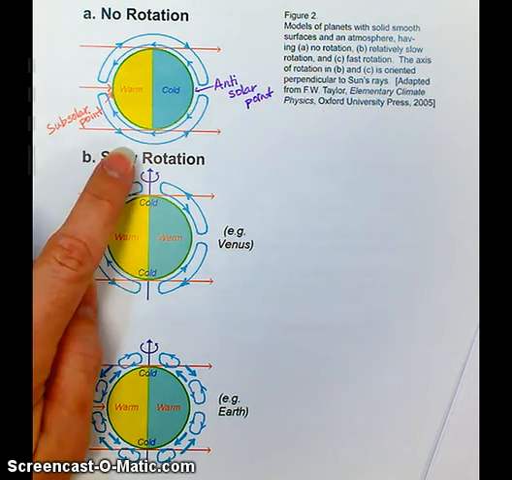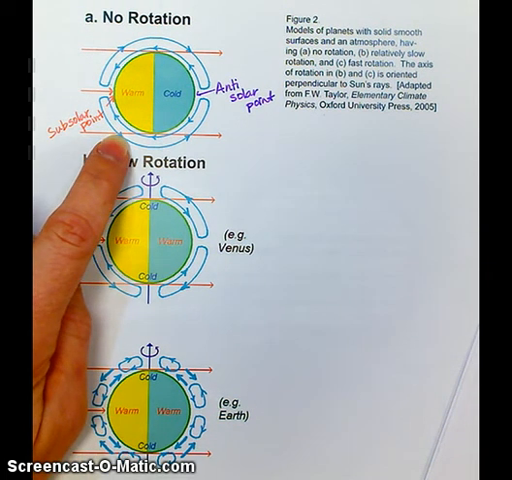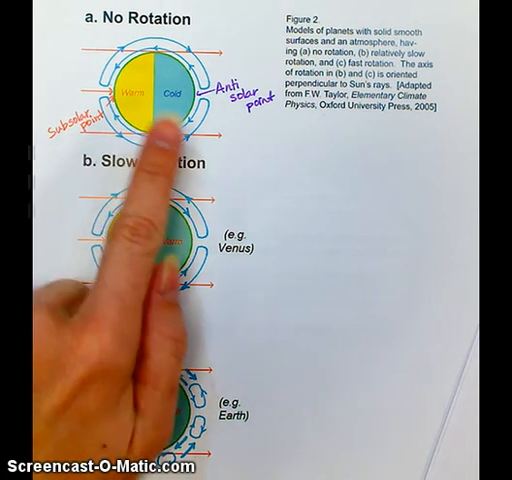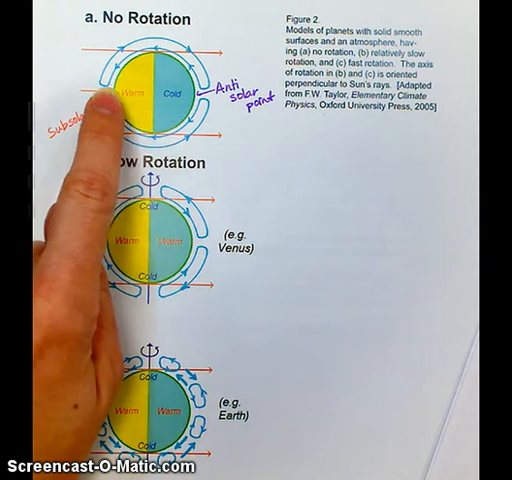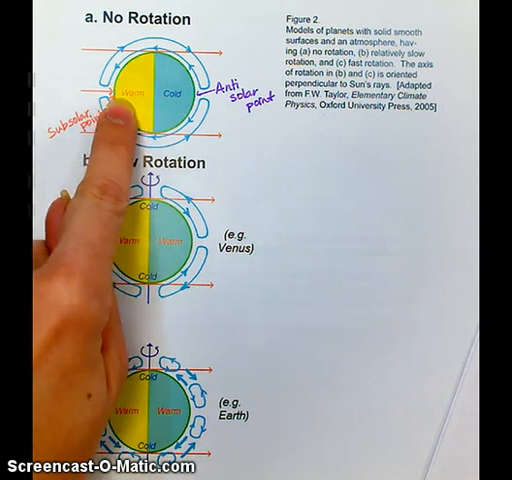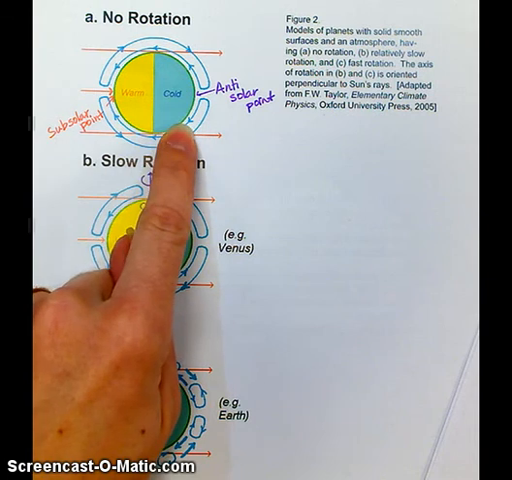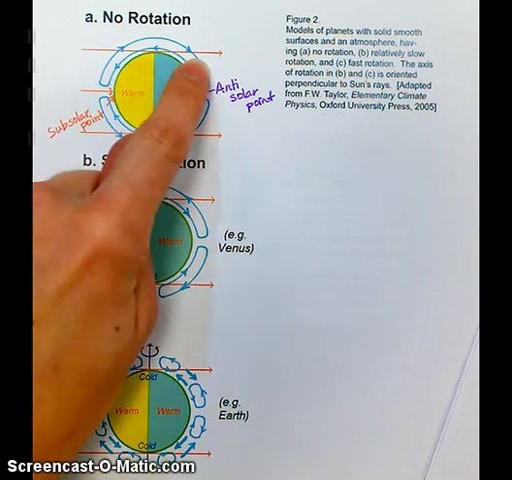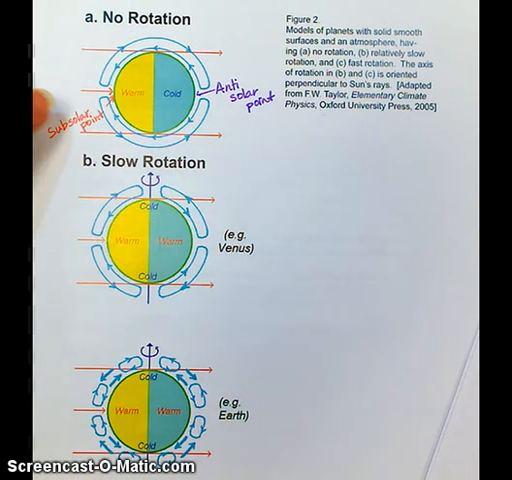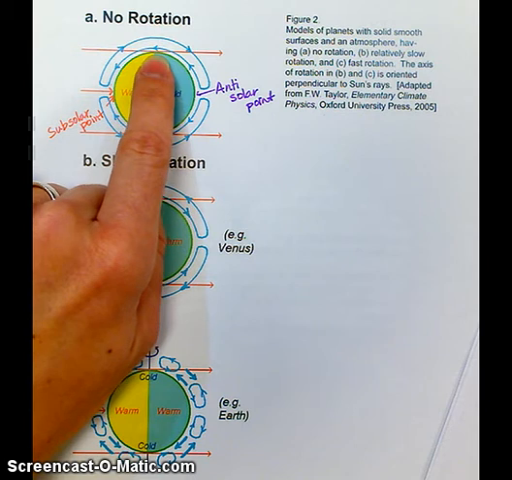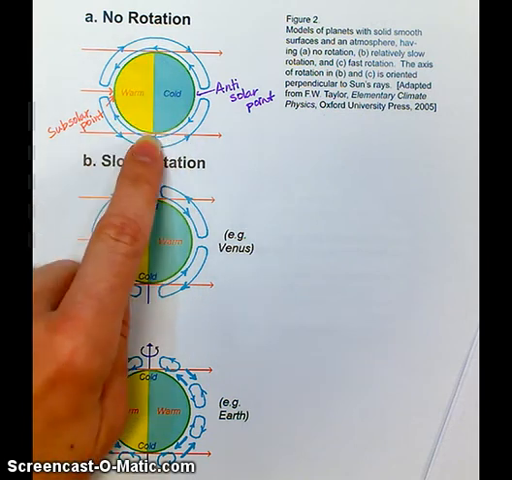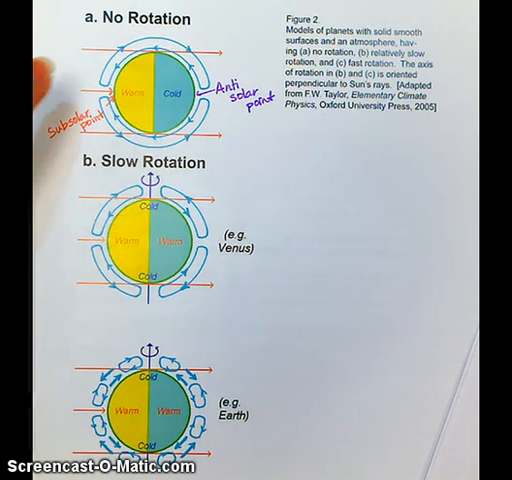Okay, if we look at this one, this is Figure 2A, we're talking about a planet that basically doesn't rotate. You always have the same side facing the Sun. So this side is always facing the Sun, this side is always facing away from the Sun. The orange arrows show how the Sun's rays are coming in. Okay, so at the equator of this planet, we're going to get the most direct sunlight. And at the poles, we get the sunlight at such an angle that it's just barely grazing the surface.